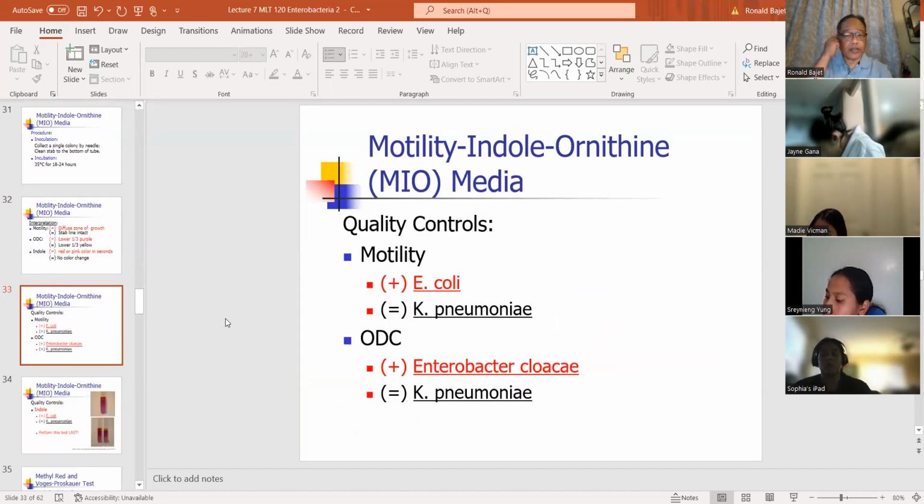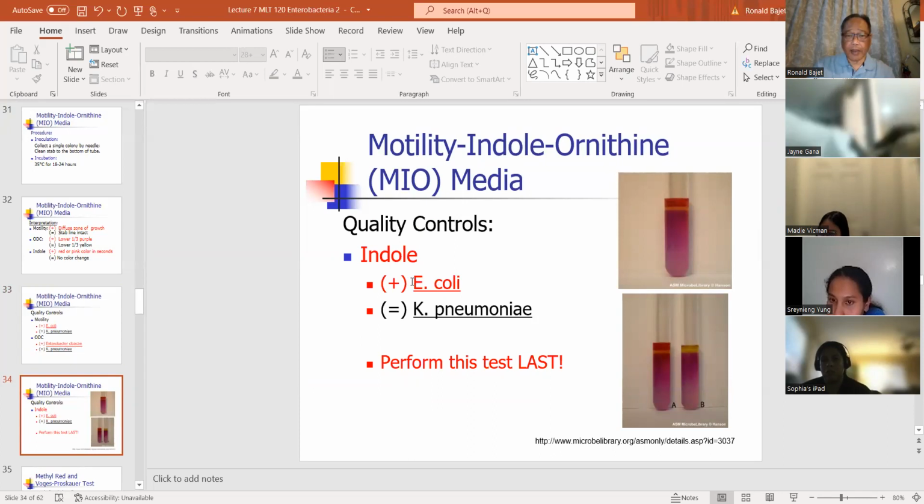Okay. QC for motility. E. coli has positive motility. Remember, not all Enterobacteriaceae are motile, but all motile Enterobacteriaceae have peritrichous flagella. Kleb pneumo, which is Enterobacteriaceae, is negative motility, and that's used for negative control. For ornithine decarboxylase, positive control is Enterobacter cloacae, and negative, again, is Kleb pneumo. Indole test, positive is E. coli, negative is Kleb pneumo, and you want to perform the indole test last.